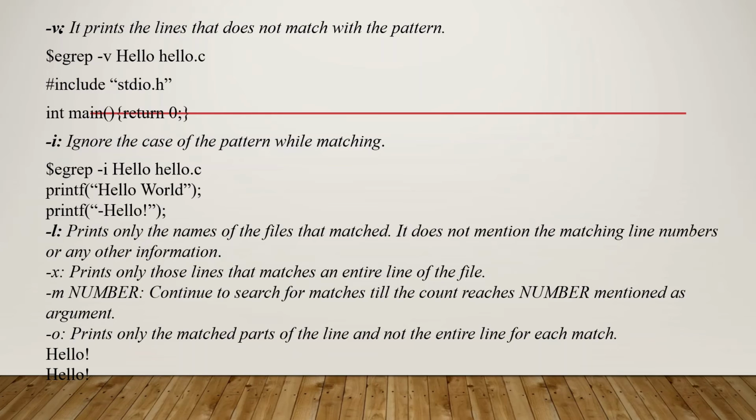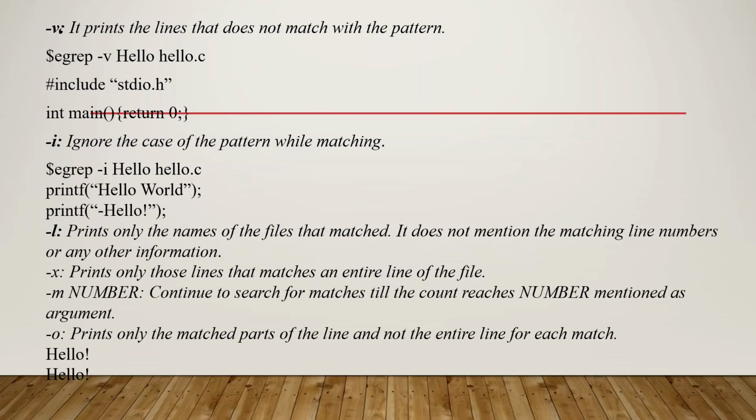Then -i ignores the case of the pattern while matching. For example, egrep -i hello from hello.c prints printf hello world within double quotes, and the next line printf hello, because these two lines from the existing file hello.c contain hello. Here the pattern I typed is lowercase hello, but in the file it contains an uppercase H. With ignore case it still matches and prints the given pattern.